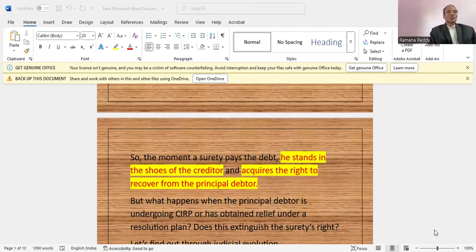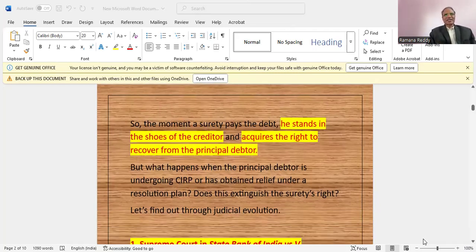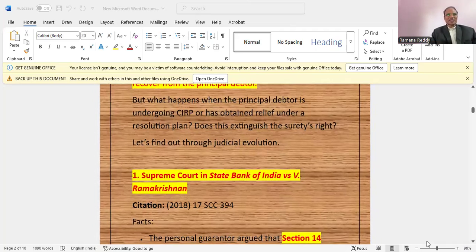But what happens when the principal debtor is undergoing CIRP? There is a company undergoing CIRP or has obtained relief under a resolution plan. Does this extinguish the surety's right? Let's find out through judicial evolution. We'll see the landmark judgment of the Supreme Court in State Bank of India versus Ramakrishnan.